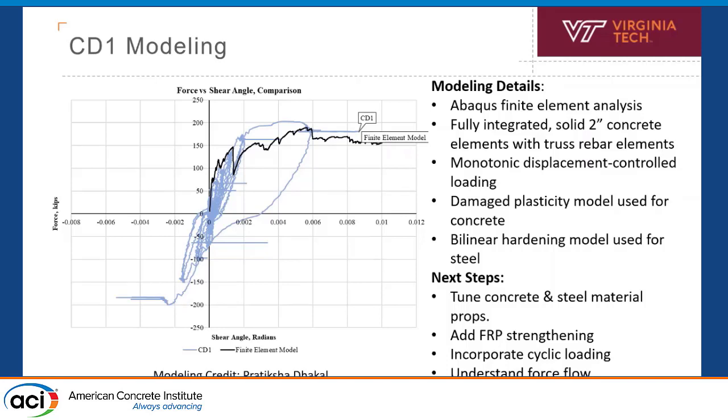This model is slightly different, so we did cyclic displacement. This is monotonic for now. We're going to change that in the future. It's a damaged plasticity model for concrete and a bilinear hardened steel model. So what are we getting out of this graph? Right now, I think we can say we pretty accurately match the initial stiffness of our specimen, which is pretty good. As well as that, we've also almost matched that peak load. With a little tweaking, we'll probably get there.